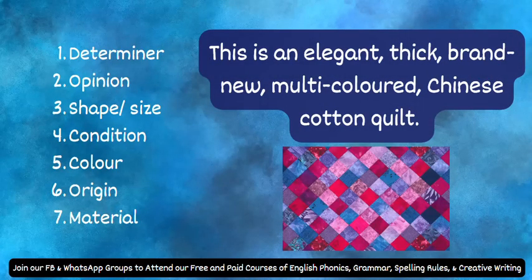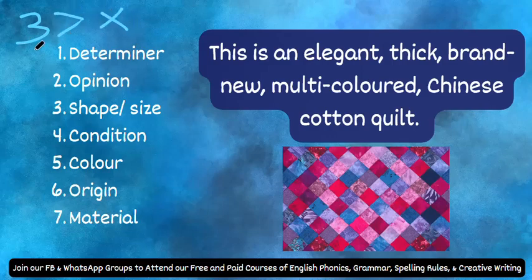Now, here's an example of how to use adjectives in a sentence. Remember that you should not use more than 3 adjectives in a sentence, right? Your sentence will be a little nonsense if you use more than 3 adjectives in a go. But I have written this example just to show you the order of adjectives.